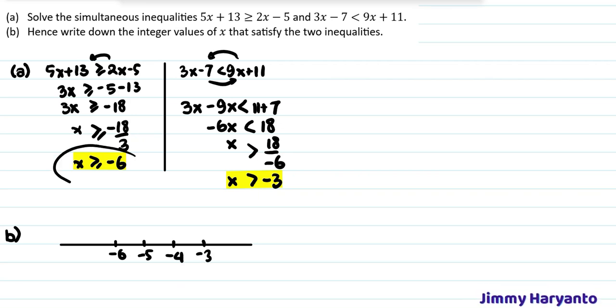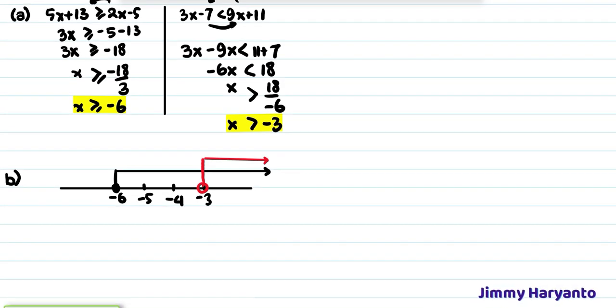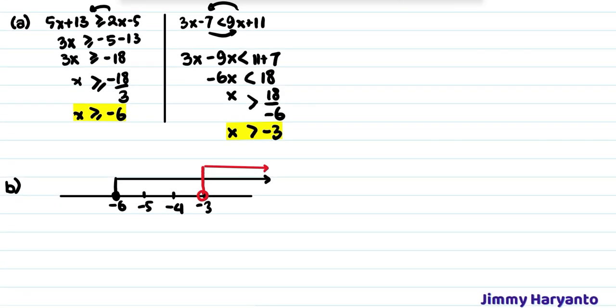Okay, so for the first one, it will go to the right side because it's greater than, and it has an equal sign. That means I have to use a colored dot. And then for this one, it says greater than negative 3. That means starting from negative 3, it will go to the right because it's greater than. But for the dot, it's empty, or blank. Now, as you can see, we have the overlap area, which is that one. So the answer for this question is x greater than negative 3.